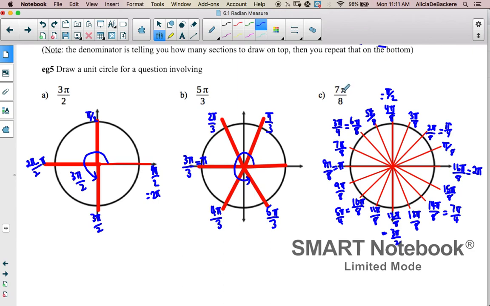So now, to find my angle, 7 pi by 8, again, starting at the positive x-axis, I'm just counting around until I get to the 7th line. And there it is there. Since my fraction is not an improper fraction, I know that I'm going to end up in the top half of the circle. Notice that here with 5 pi by 3 I ended up with an improper fraction, and so I end up in the bottom half of the circle.